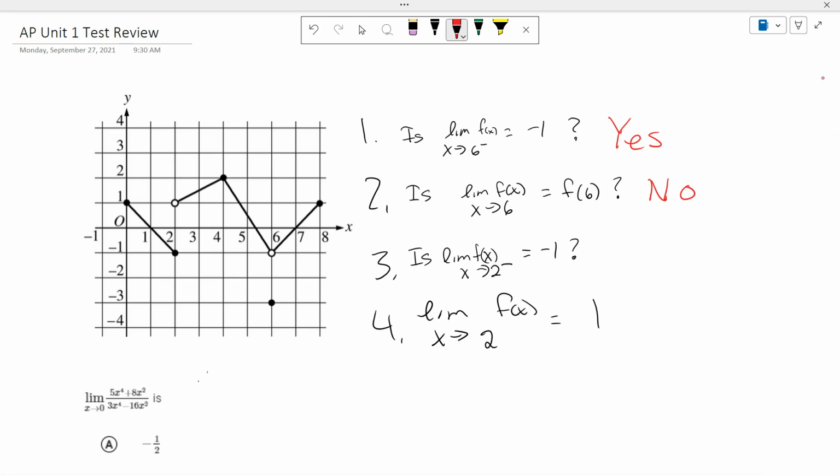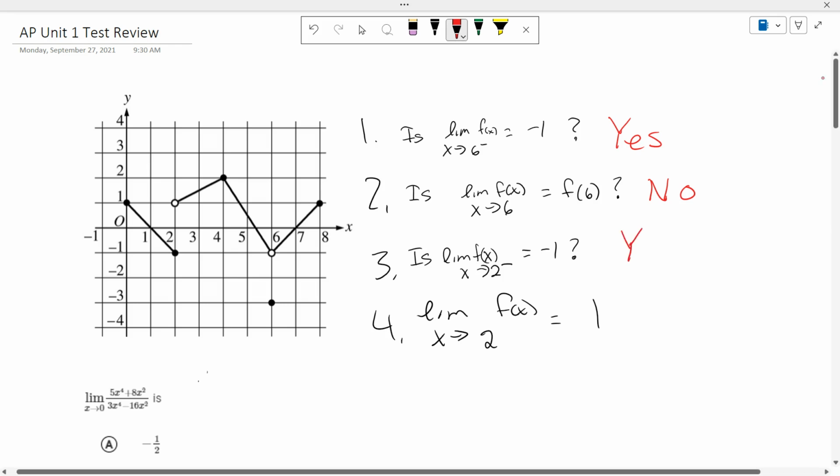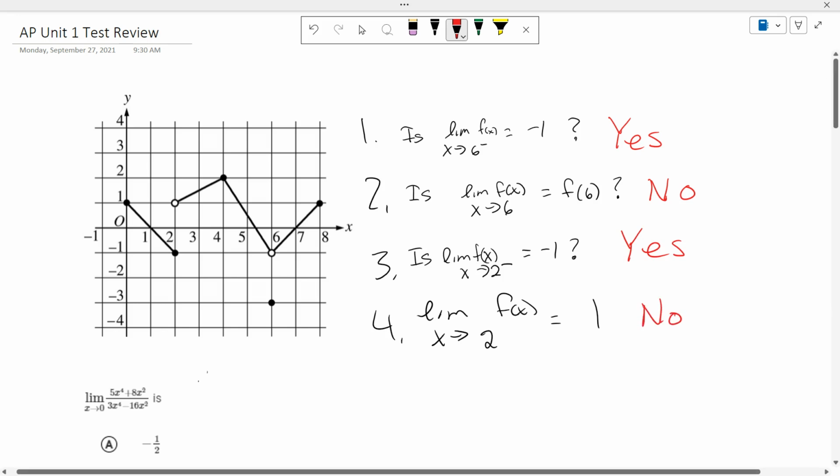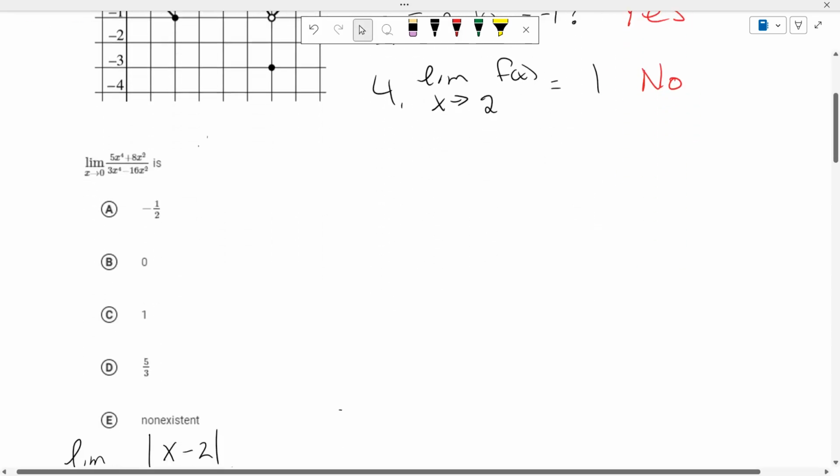Is the limit of f of x as x approaches 2 from the left negative 1? Yes. Is the limit of f of x as x approaches 2 1? What is the limit as x approaches 2? Does not exist because it goes two different places. So you'll have some questions like that on your quiz, on your test, where you have to look and see whether things work or don't work.